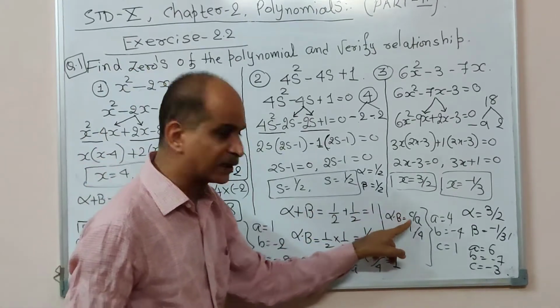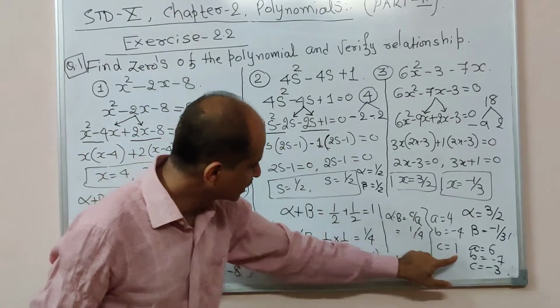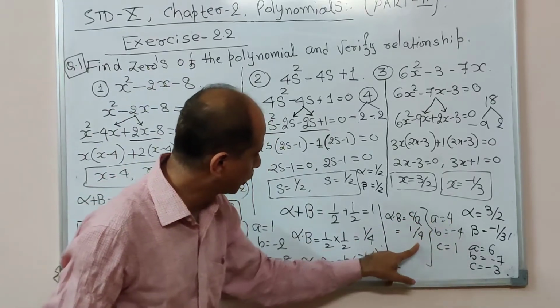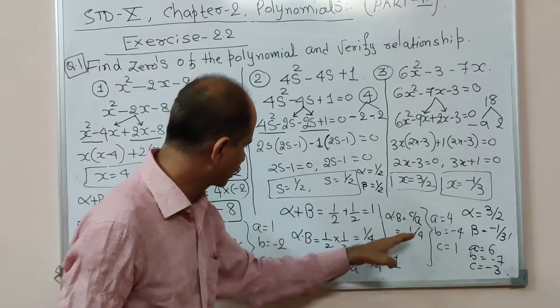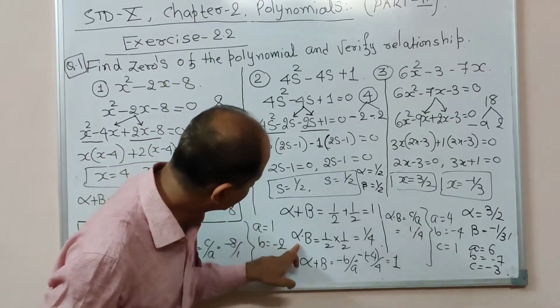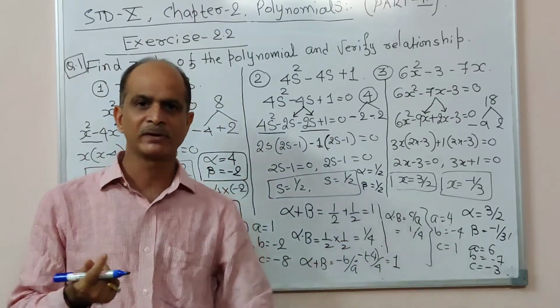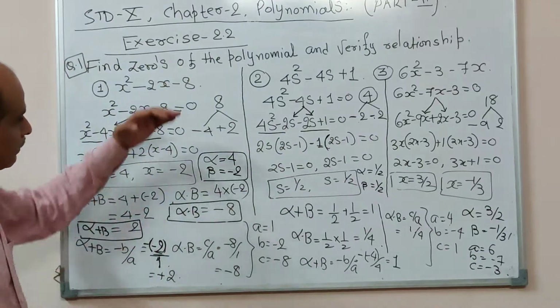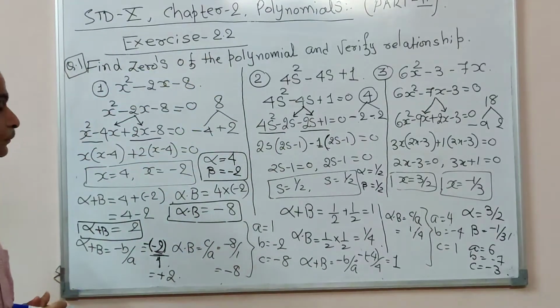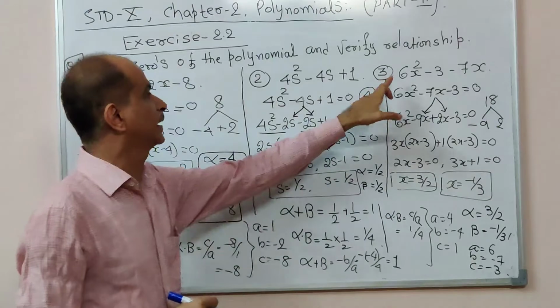Now alpha into beta is equal to c by a. C means 1, a means 4. So alpha into beta is equal to 1 by 4. Here also alpha into beta is equal to 1 by 4. So it verifies. So I have completed the second example also. Well, so let me start the third example.